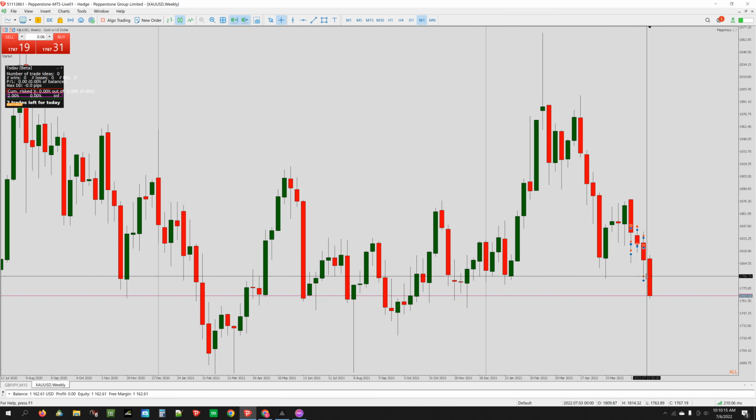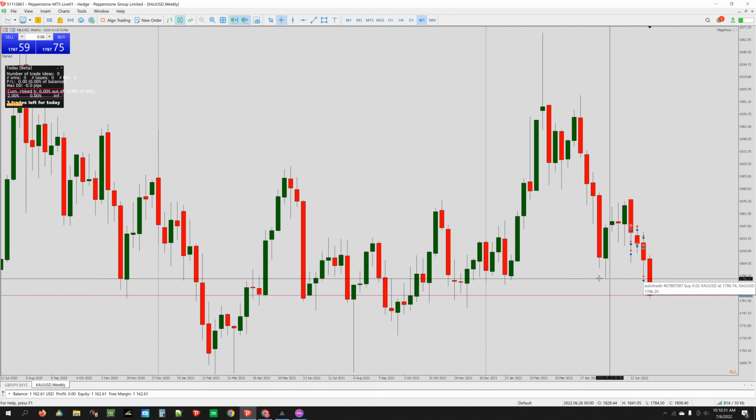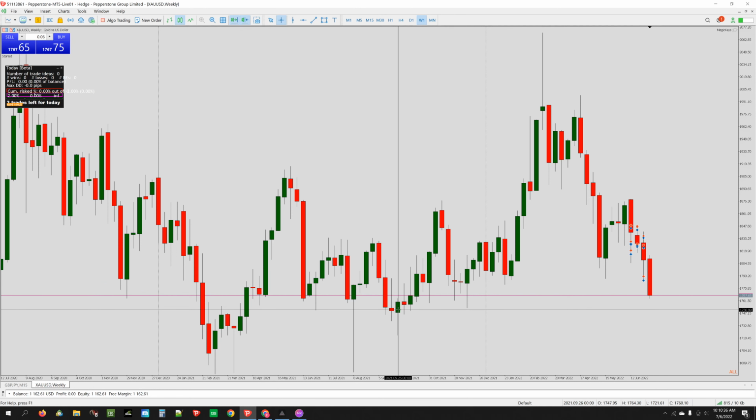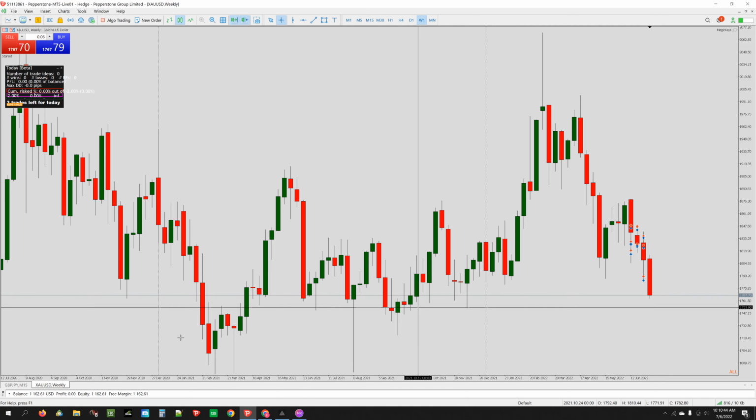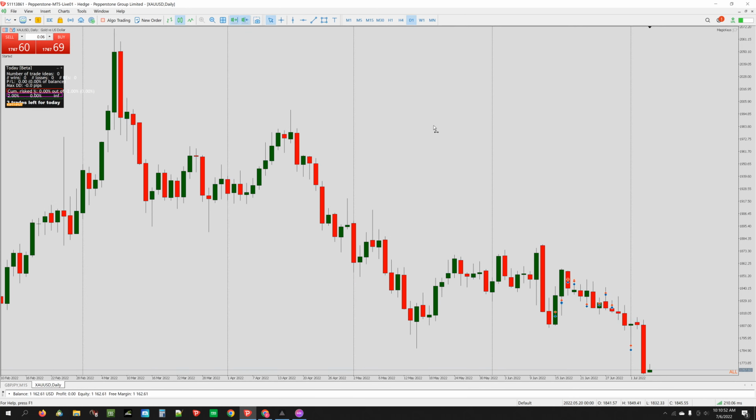The weekly candle has broken below all the wicks to the left, and we are potentially approaching a heavy rejection area at 1750 or 1761. This is a very strong rejection area, so we are just waiting.